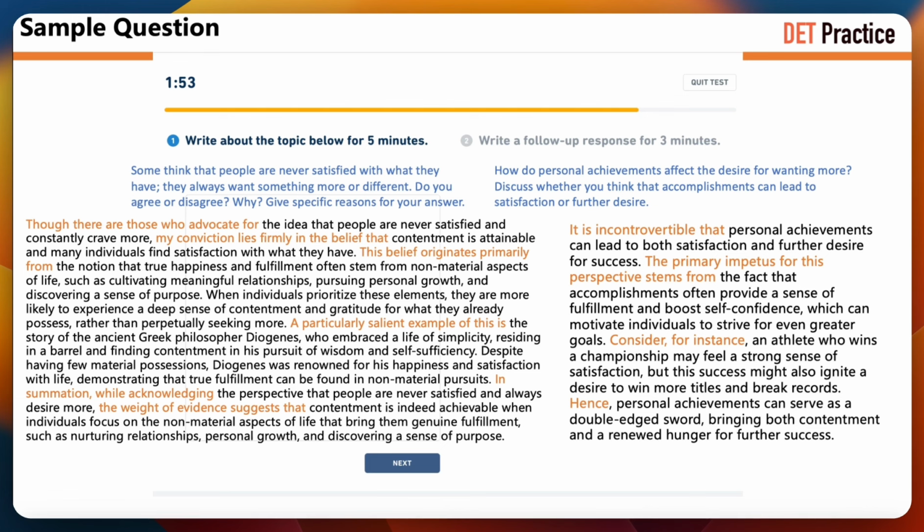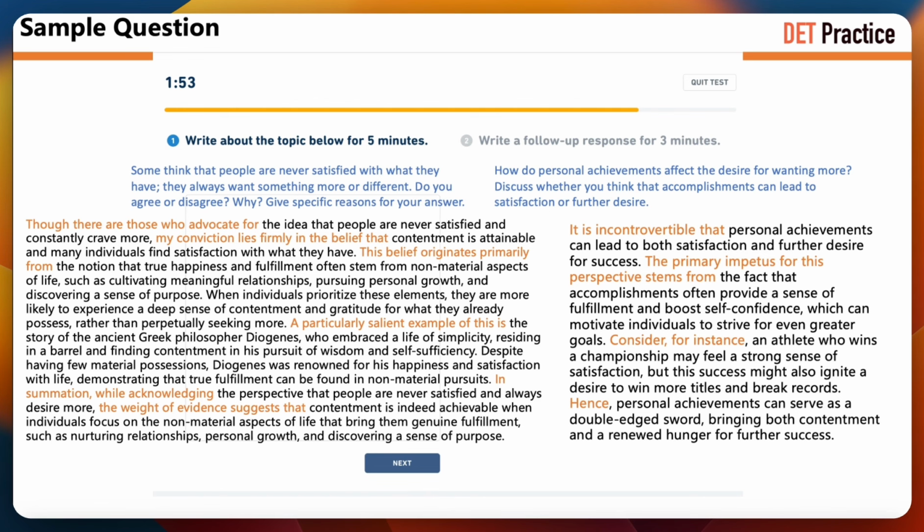The reasoning is introduced with, "this belief originates primarily from," followed by an explanation about non-material aspects of life leading to fulfillment. A detailed example is provided with, "a particularly salient example of this is the story of the ancient Greek philosopher Diogenes," illustrating the point about finding contentment through non-material pursuits. The response concludes by summarizing the argument, acknowledging the opposing view, and reinforcing the main stance.